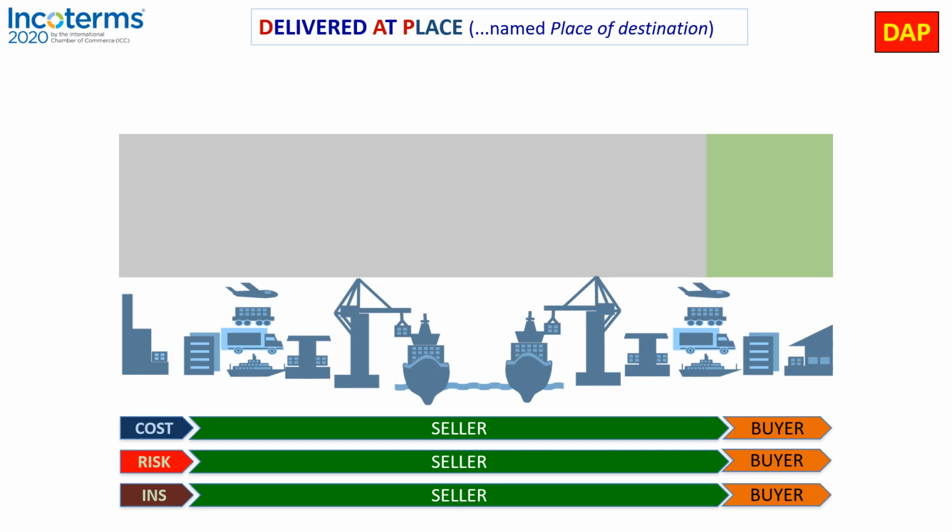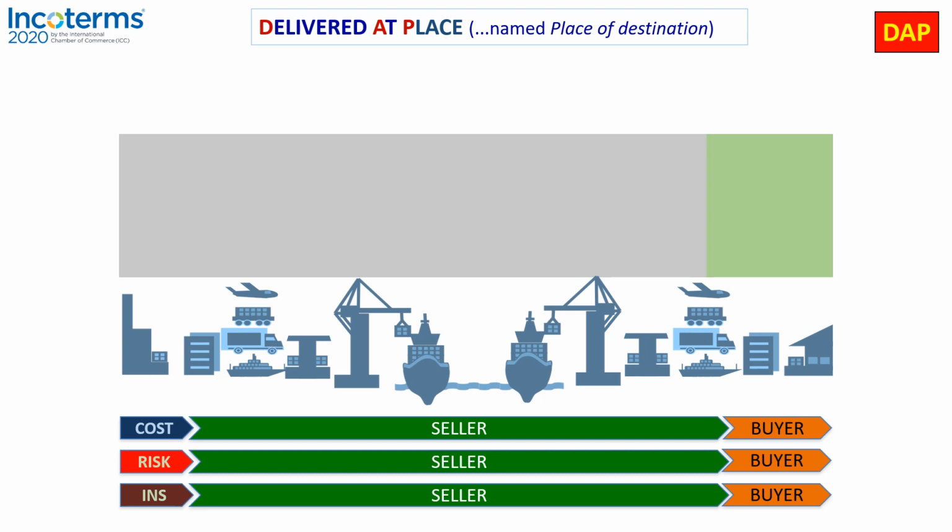Now we come to the D terms. There are three of them, the first one being delivered at place. Again, bear in mind that this is as per Incoterms 2020. There is a rearrangement, a variation from the Incoterms 2010 version to the 2020 version: the delivered at terminal term has been removed and there's a new term which comes in. Delivered at place was already existing in the 2010 version.